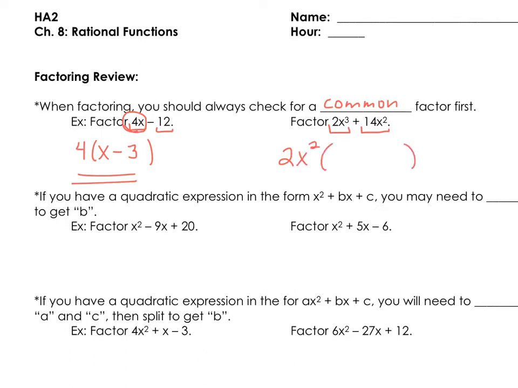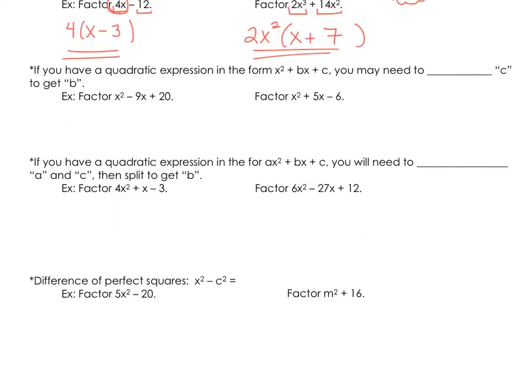Then we have to see what's left in the expression after we take those to the outside. If we factor 2x squared out of 2x cubed, we would have x left over. And if we factor 2x squared out of 14x squared, the x squared cancels out completely for that term, and 2 goes into 14 7 times. It's always important to check for a common factor first.